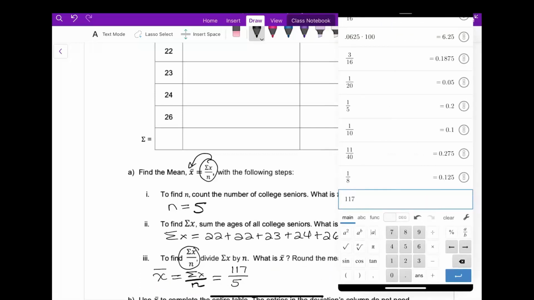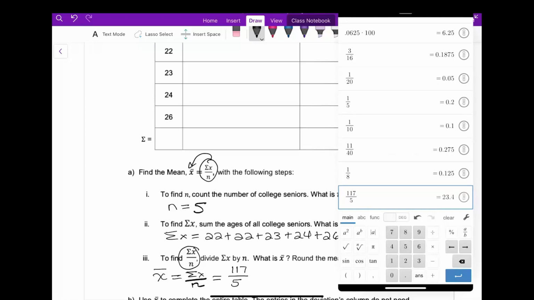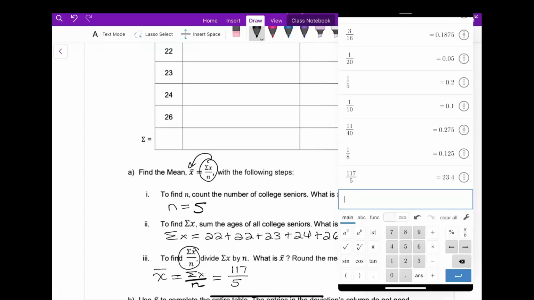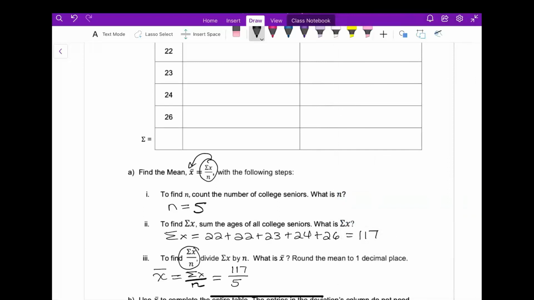117 divided by 5 is 23.4. It says round to 1 decimal place. 23.4. Yay! I hope you're feeling super accomplished because you're learning to read those symbols. And those are often where students kind of just skip over something and get overwhelmed.